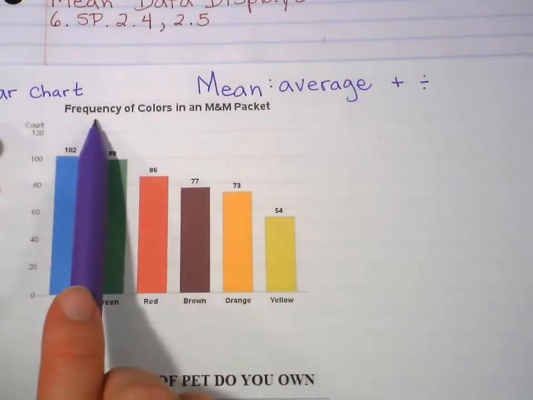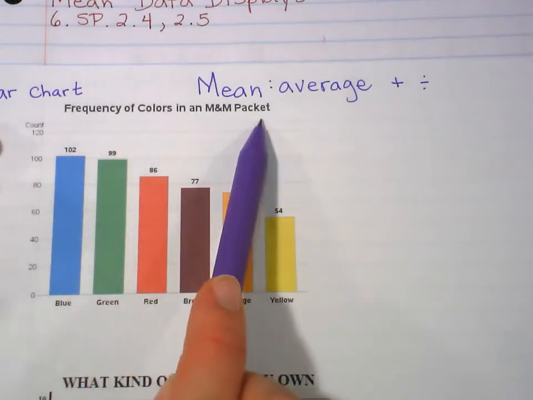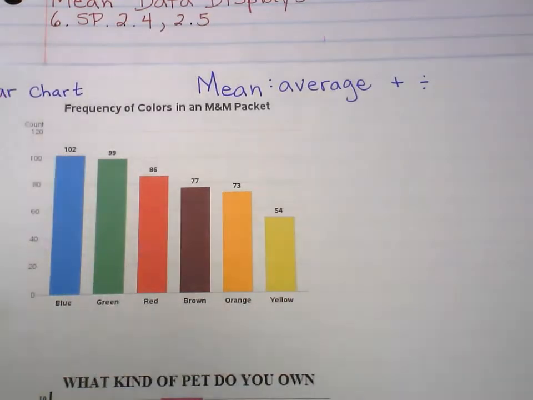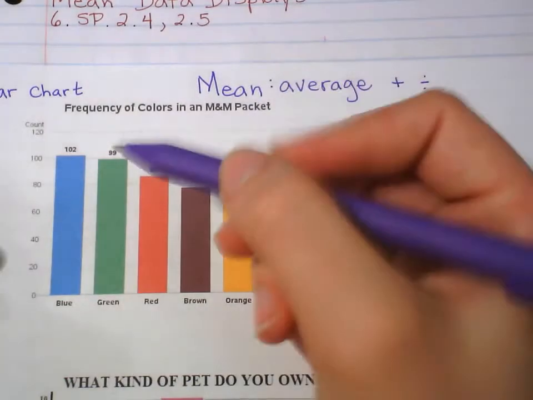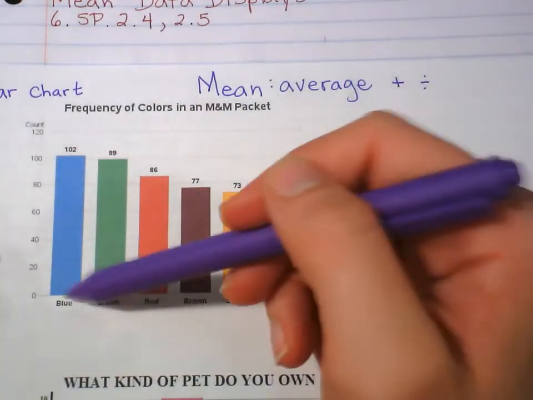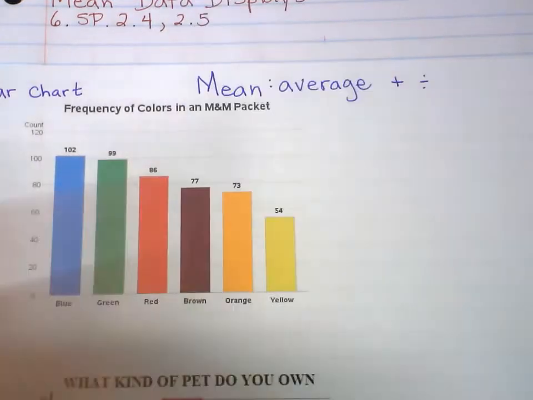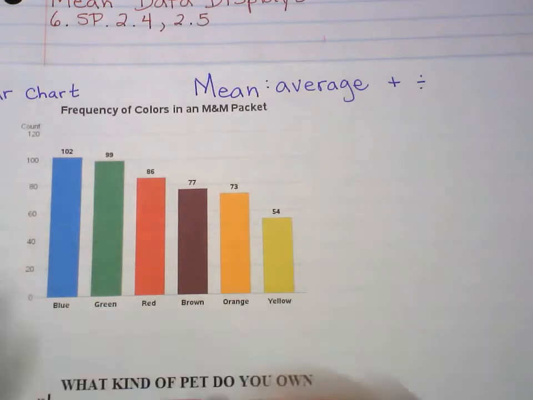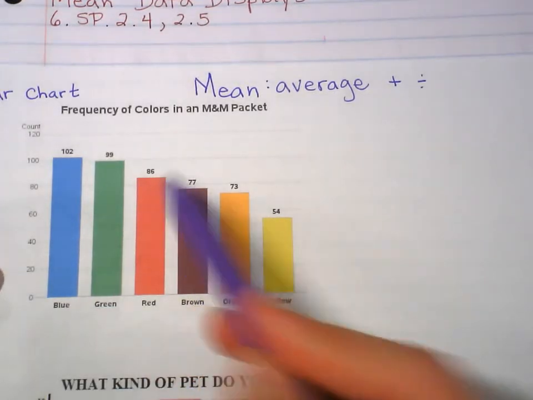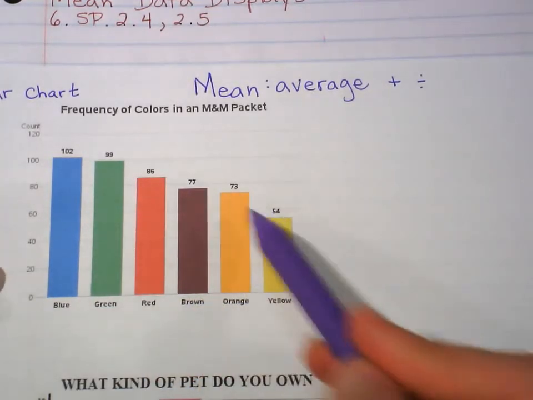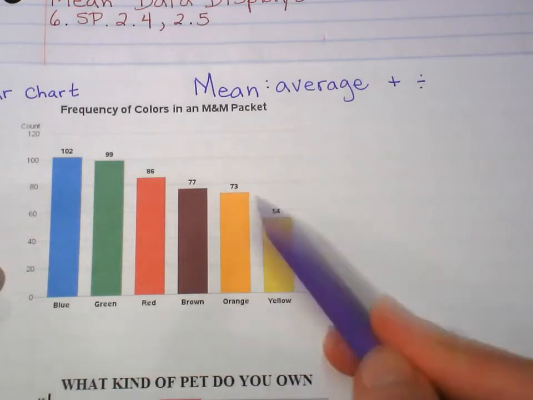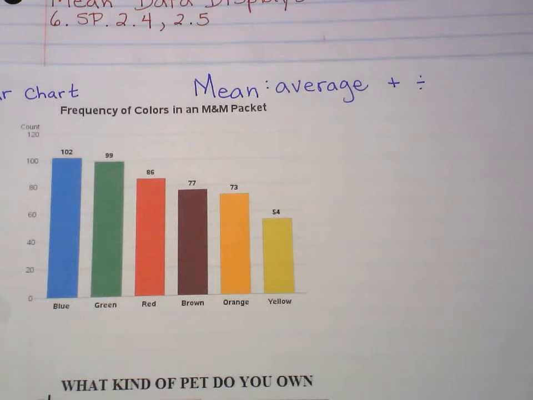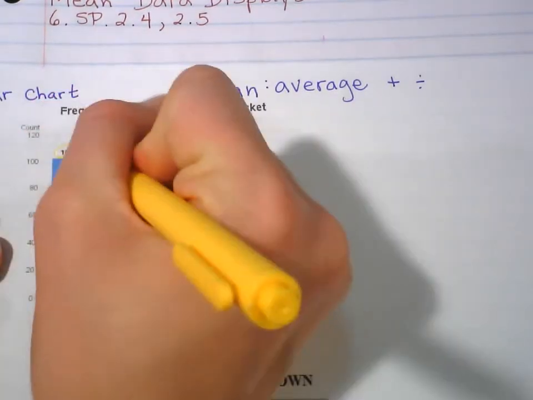So it says frequency of colors in an M&M packet. So how often do these colors occur in the M&M packet? Well, if you have a pack of M&Ms, they had 100 blue ones, they had 99 green ones, they had 86 red ones, 77 brown ones, 73 orange ones, and 54 yellow ones. They don't always give you these numbers up here.